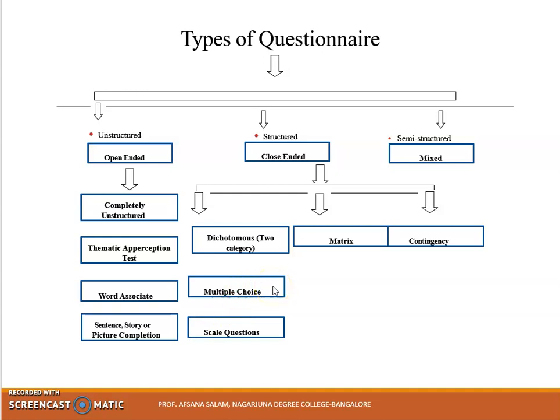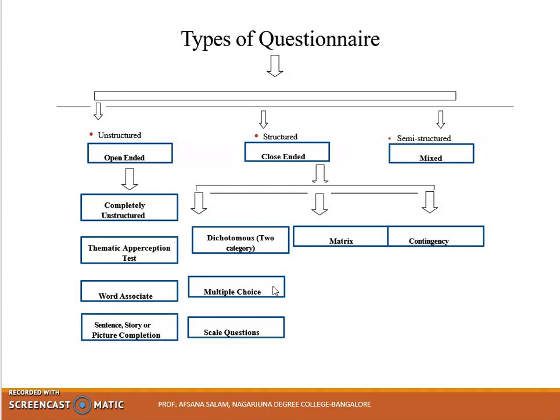The next one is multiple choice. Multiple choice is a close-ended question type where you have to select one, but you have many options, a list of options. It could be right answers, wrong answers, or close alternative answers. For example, you will have different options like agree, strongly agree, or very important, slightly important.